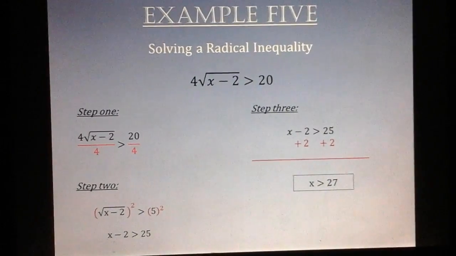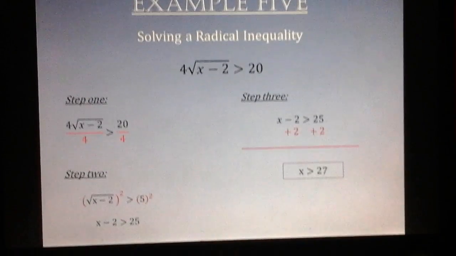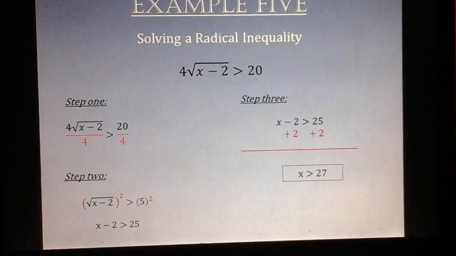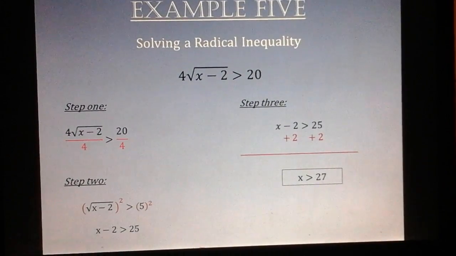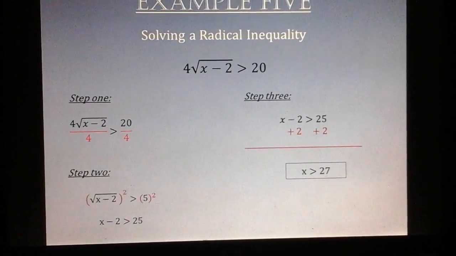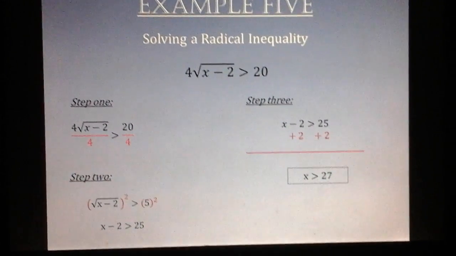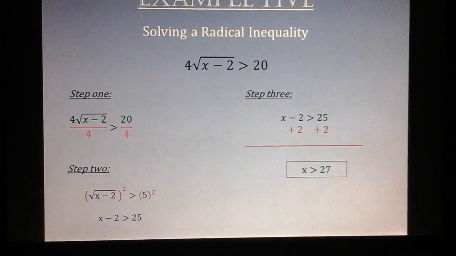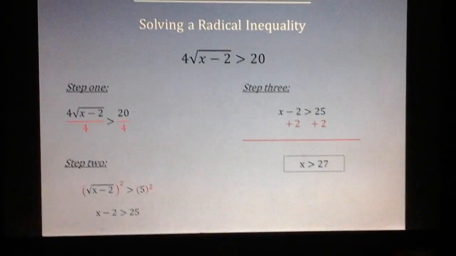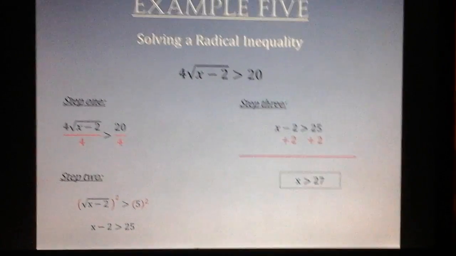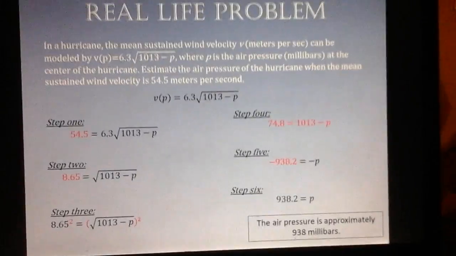In example 5, we're going to solve a radical inequality: 4 radical x minus 2 is greater than 20. For step 1, you would divide both sides by 4 to get the number in front of the radical out. In step 2, you would square both sides to get x minus 2 is greater than 25. Then for step 3, you'd add 2 to both sides, and you'd get x is greater than 27.